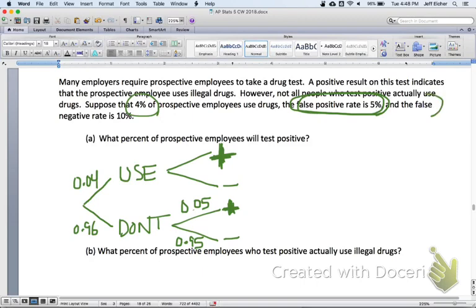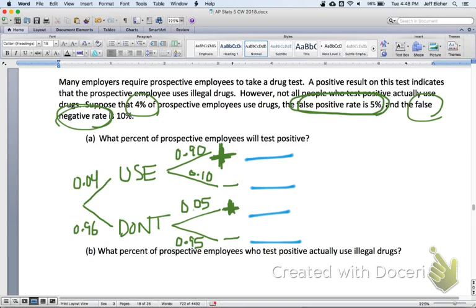And then the false negative rate would be this one right here. It says you don't use drugs, but you really do use drugs. 90%. Now, we could multiply all of these out. If I had a calculator, I would do that, but I don't, so I won't.